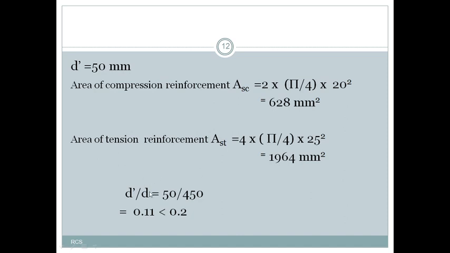Right. Then we have to calculate the ratio of d dash by d, that is the effective cover provided in the compression zone to the effective depth of the beam. From that we can calculate the stress in steel under the compression zone. So d dash by d equals 50 by 450, and the ratio is 0.11, which is less than 0.2. Why am I comparing with 0.2? In Table F of SP16, the table goes up to the ratio of 0.2 only. That's why I am comparing, whether it is less than 0.2 or greater than 0.2. The value obtained for d dash by d is less than 0.2, so I can adopt Table F for calculating FSC.